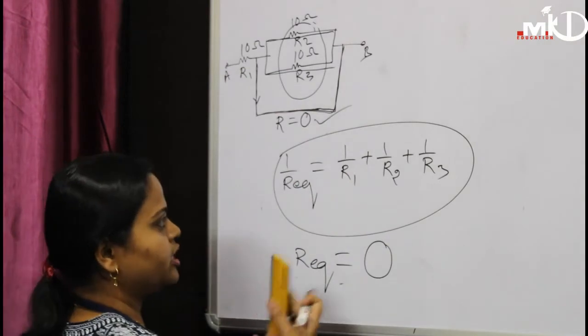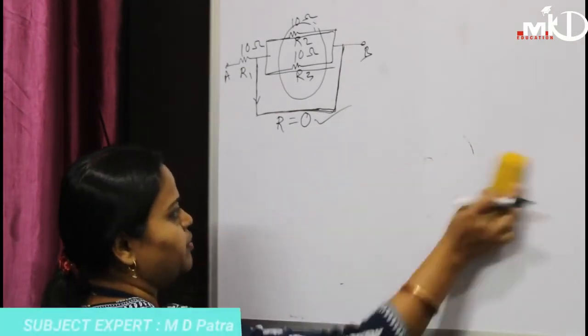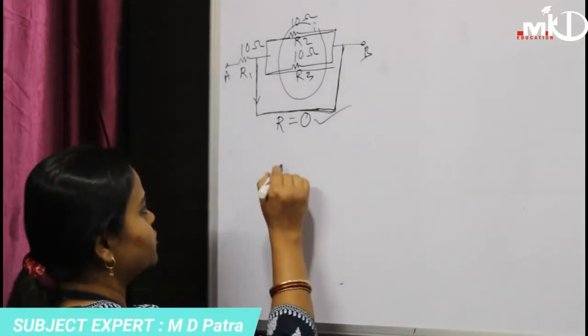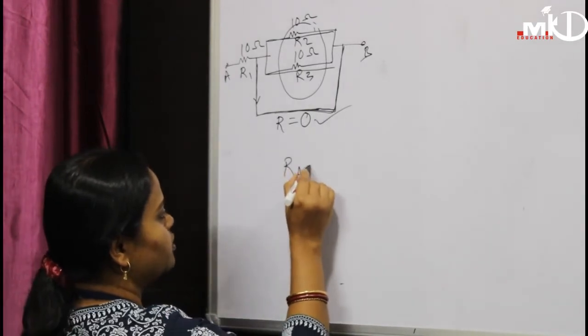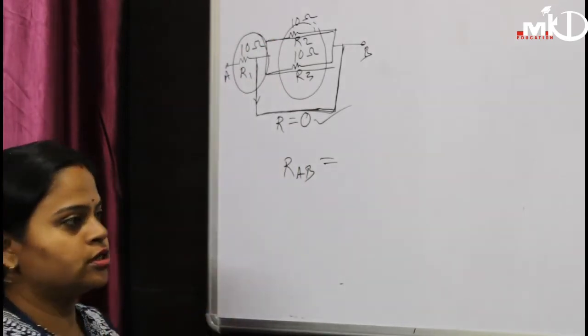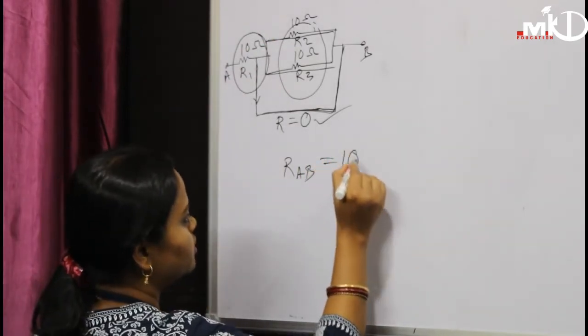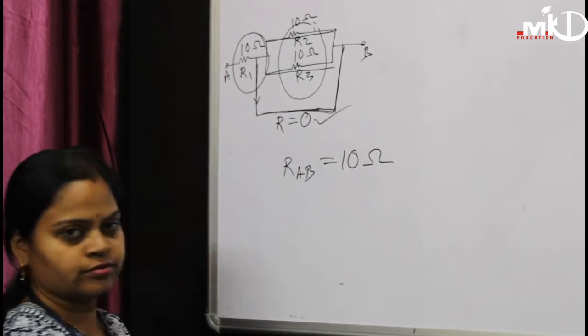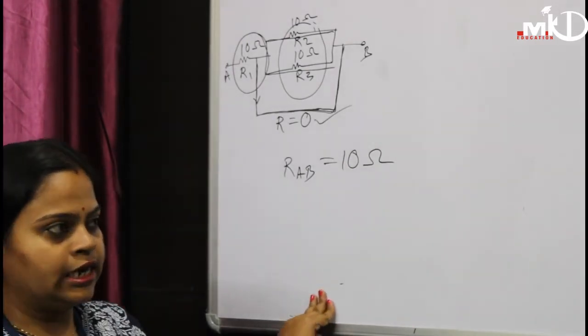So therefore, total equivalent resistance RAB is equal to this series resistance only. So the answer is only 10 ohm. This is the answer. Okay. Next question.